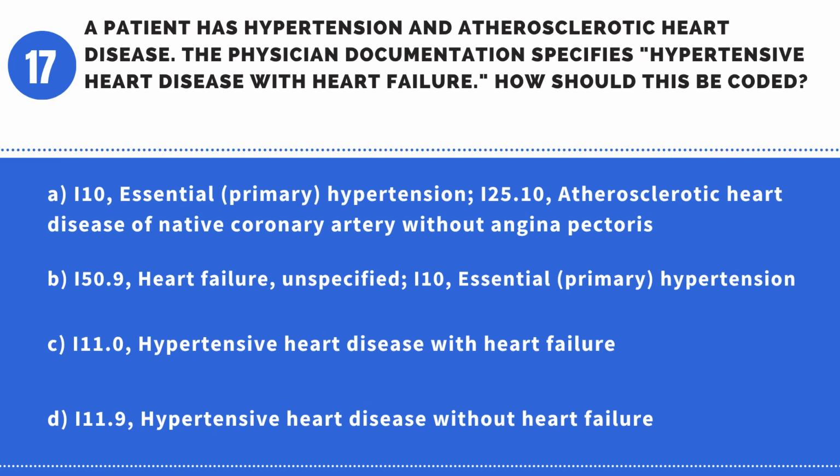Question 17. A patient has hypertension and atherosclerotic heart disease. The physician documentation specifies hypertensive heart disease with heart failure. How should this be coded? A. I10 essential, primary hypertension, I25.10, atherosclerotic heart disease of native coronary artery without angina pectoris. B. I50.9 heart failure unspecified, I10 essential, primary hypertension. C. I11.0 hypertensive heart disease with heart failure. D. I11.9 hypertensive heart disease without heart failure.